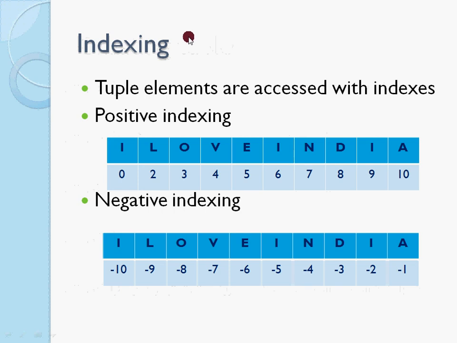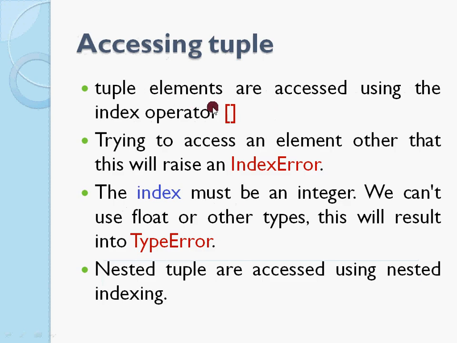As with lists, we use indexes to access the elements of the tuple. It supports positive indexing as well as negative indexing. The elements in the tuple are accessed with the help of the index operator, the square bracket. If we access an index other than those in the tuple, it will raise an index error. Also, each index should be an integer. If we give a float or a string or any other data type, it will result in a type error. Nested tuples are accessed using nested indexes.